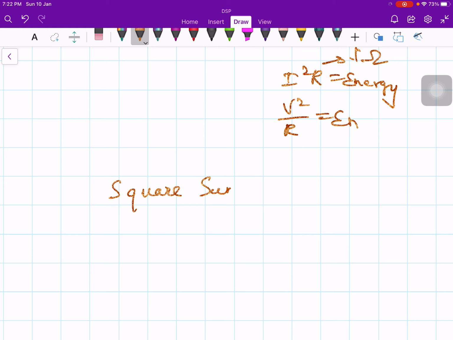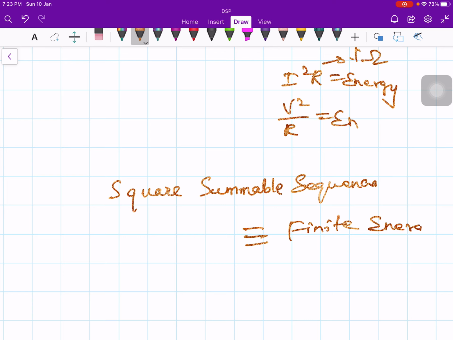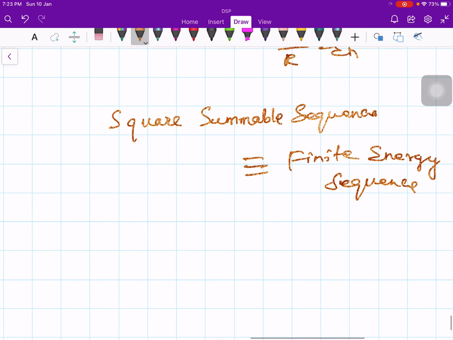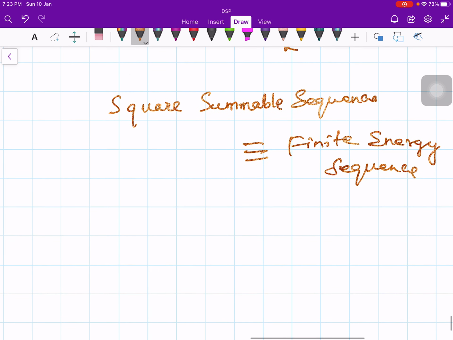Square summable sequence is called finite energy sequence. Okay. A sequence may or may not be square summable.